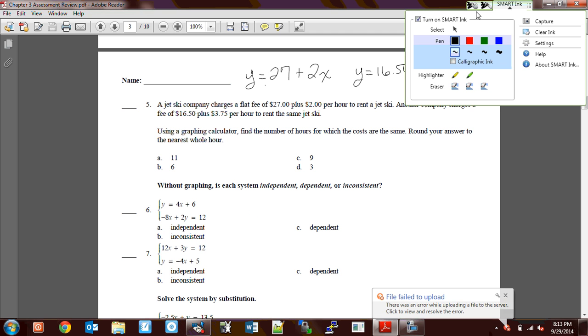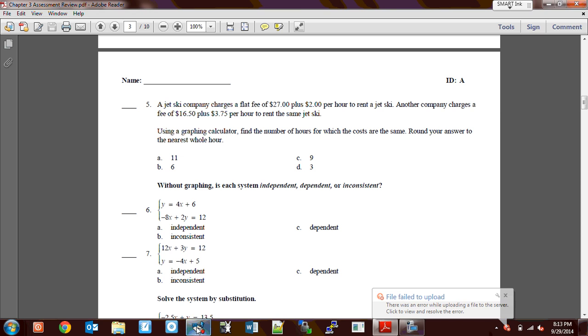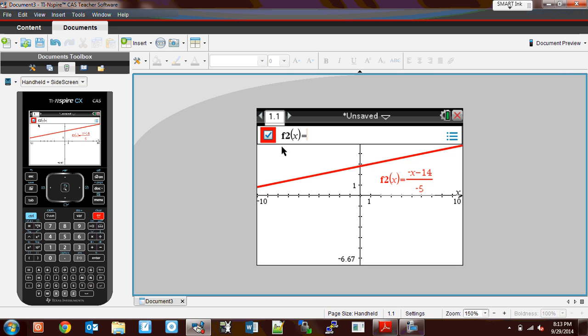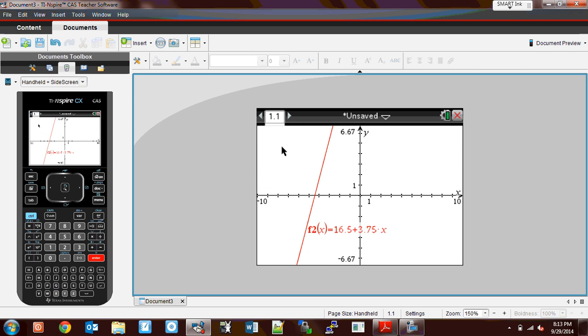All right, let's flip over to the calculator and graph these things. So back to Control G. Let's delete this out. So our first one is going to be 27 plus 2x. Graph that. Control G. And this one is going to be 16.50 plus 3.75x. Graph that one. Oh, whoops. I deleted the same one both times. No, I didn't. You just can't see the first one. So we need to adjust our window.